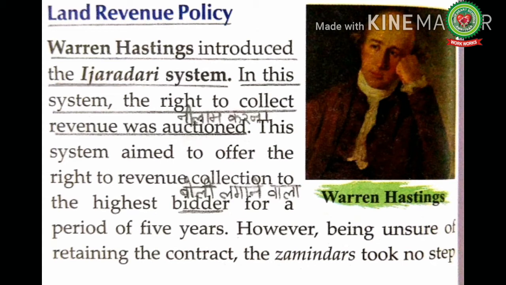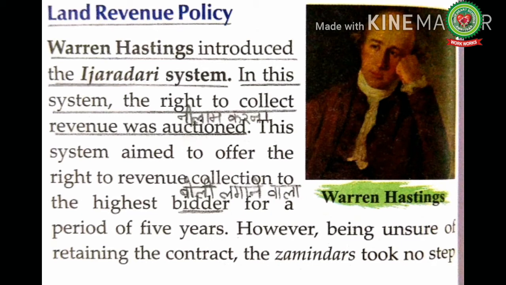So he started a bidding system in India, in which the highest bidder was given the collection right, and if he failed to collect land revenue, his right of collecting revenue would be auctioned. This bidding system of Warren Hastings was known as the Ijardari system. The highest bidder was given the collection right for the period of 5 years.